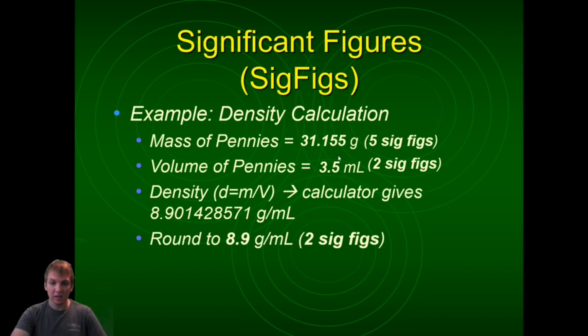Now when you're doing a density calculation, density is equal to mass divided by volume. Okay, so you're doing a division problem. This mass divided by this volume will give you an answer. If you did this in a calculator, you'd get 8.9014285171, right? But your answer has to have the fewest amount of sig figs from the problem. So you had 5 and you had 2. 2 is a smaller number, therefore your answer can only have 2. So you could only give an answer of 8.9 grams per milliliter, right? So that's how you would do a calculation for sig figs.